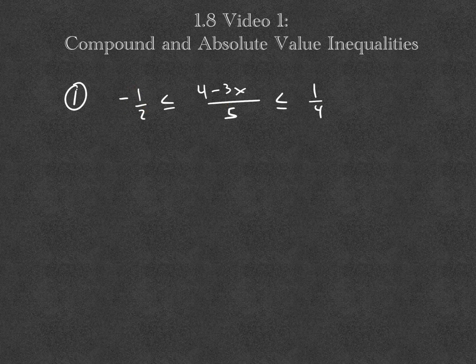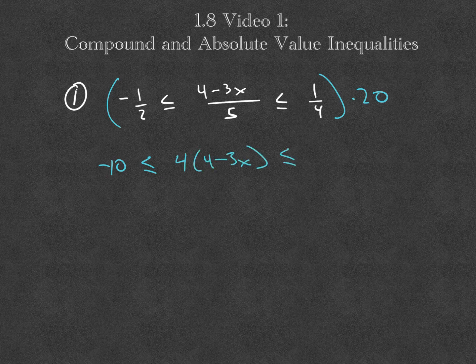I want to clear the fraction. I can multiply by 20 to clear this fraction here. If I multiply the whole expression by 20, I'm going to get negative 10 is less than or equal to, that'll be 4 times 4 minus 3x, and that would give me 5. Alright, so now I've got rid of those fractions. That's nice. I could distribute in the middle there. Negative 10 less than or equal to 16 minus 12x less than or equal to 5.